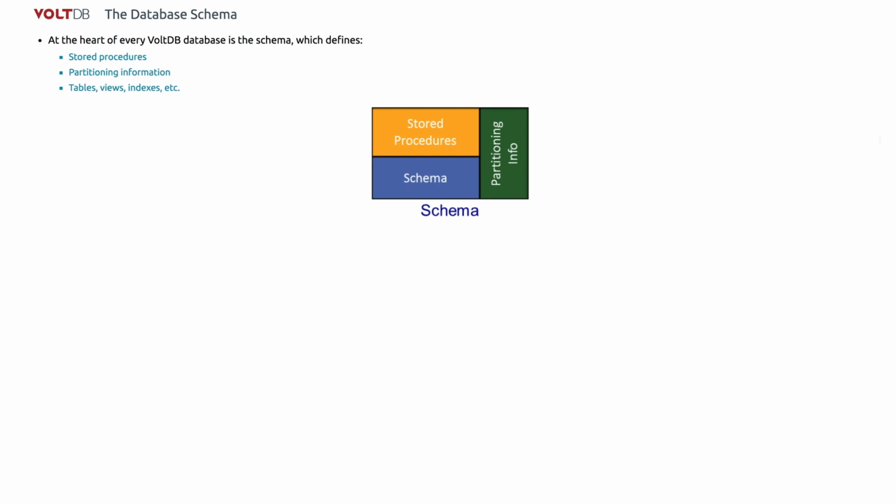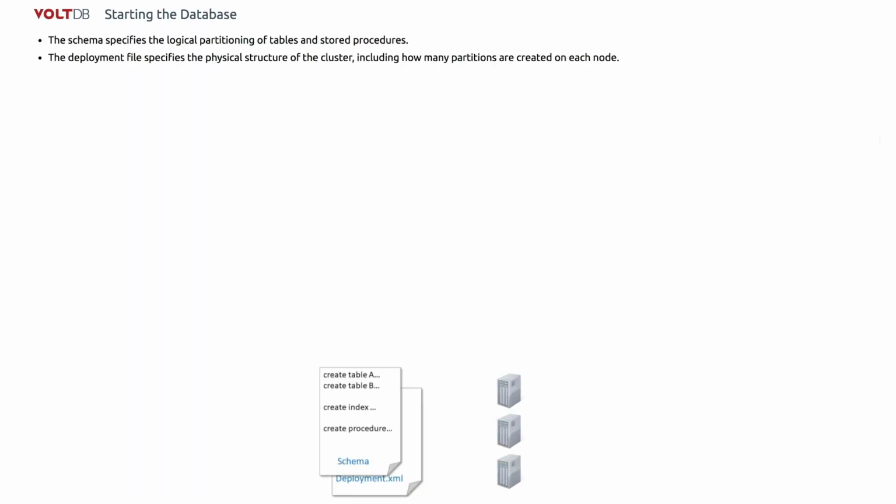At the heart of every VolteB database is the schema, which defines the stored procedures, partitioning information, and tables, views, indexes, and other database objects. The schema specifies the logical partitioning of tables and stored procedures. The deployment file specifies how many partitions are created on each node.